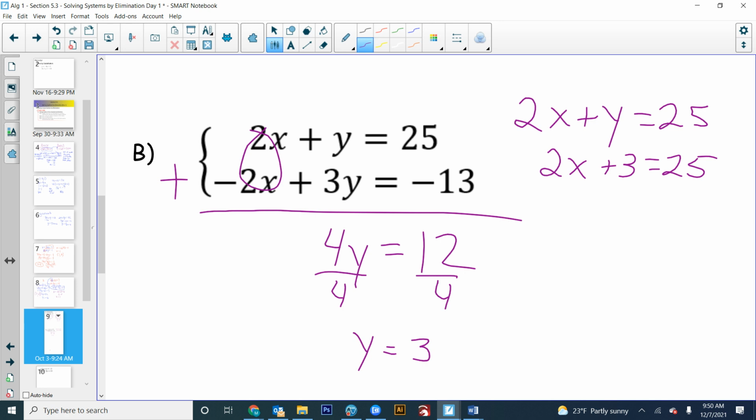Dorian, go. Subtract 3 from both sides. Yep. What do you got? 22 on the right side. Equals, yep, you got it. Divide both sides by 2. What's half of 22? 11. So write it as an ordered pair. What do I write?